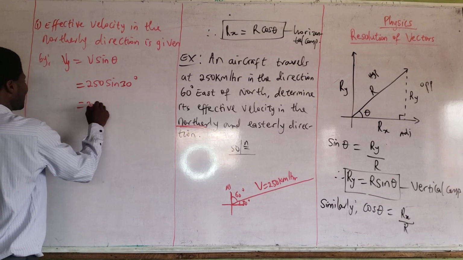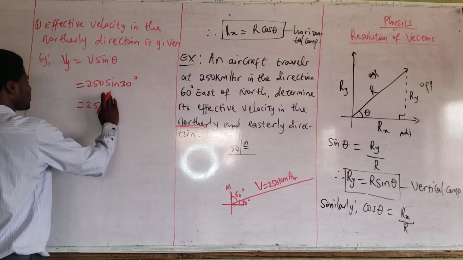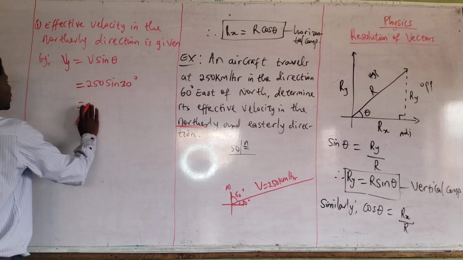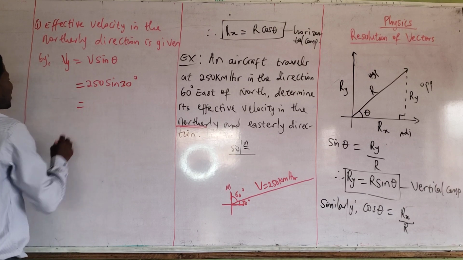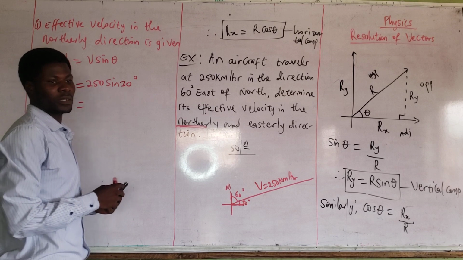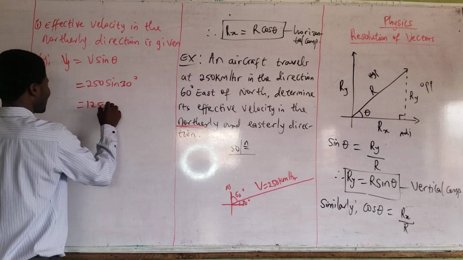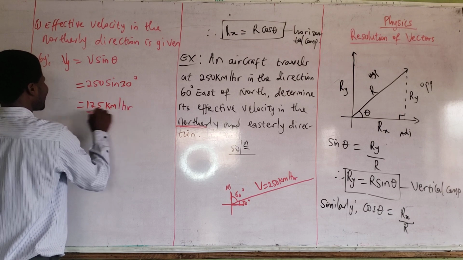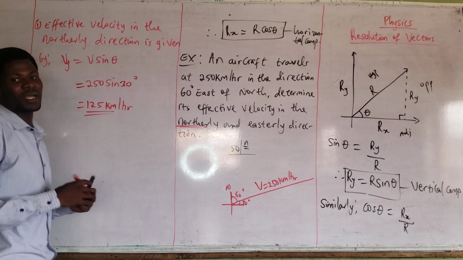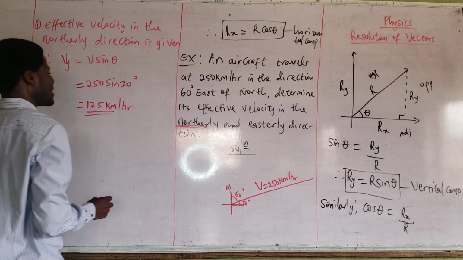So the angle there is 30. And that will give us 250 sine 30. Let me press everything. 250 sine 30 should be giving you 125. 125, unit is kilometer per hour. So that is the effective velocity in the northerly direction.